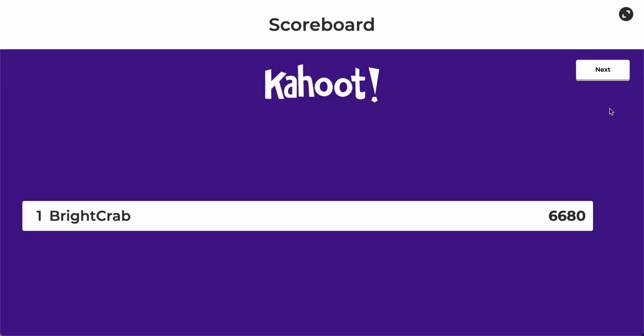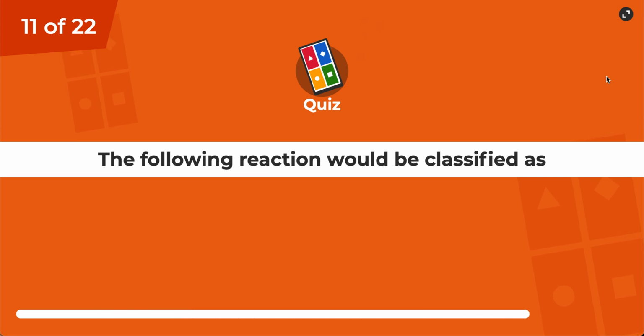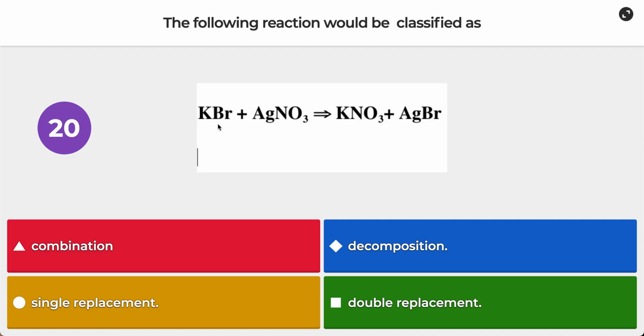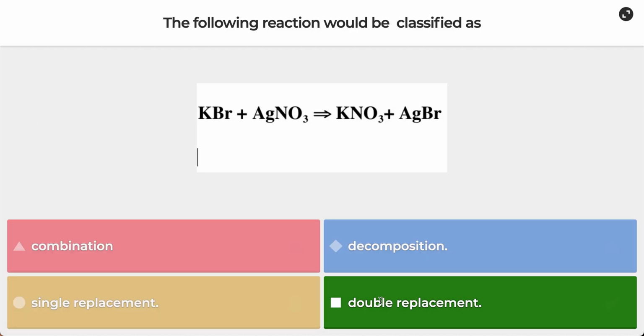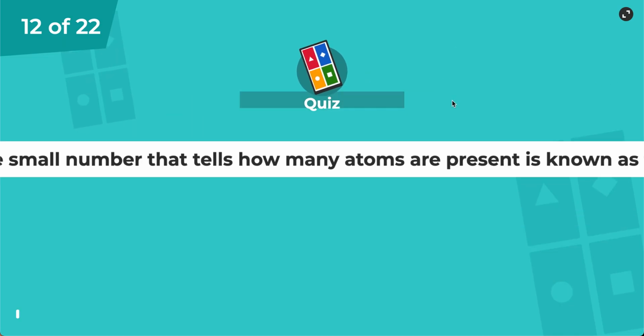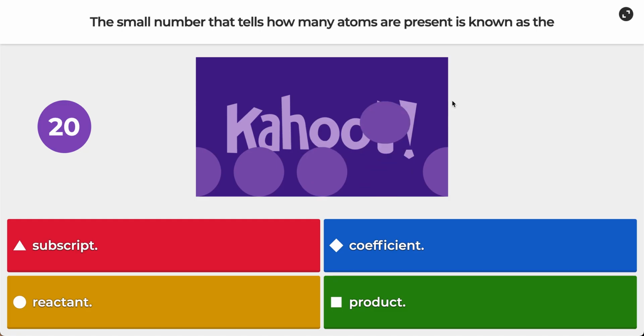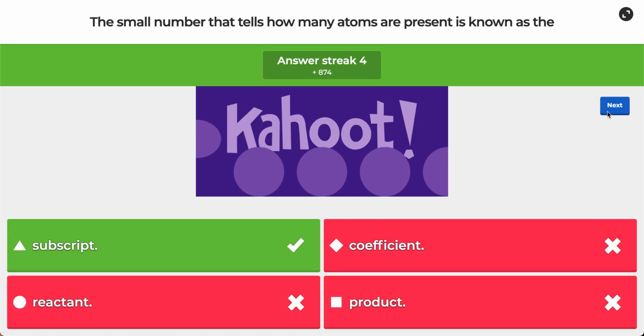Single replacement. All right, halfway through, the following reaction would be classified as. All right, so we have potassium bromide and silver nitrate forming potassium nitrate and silver bromide. Basically, the ions just swapped places, and so that is a double replacement reaction. Next up, the small number that tells how many atoms are present is known as the what? So we're talking about that little number to the right of the atoms, and that is going to be our subscript. Our subscript.